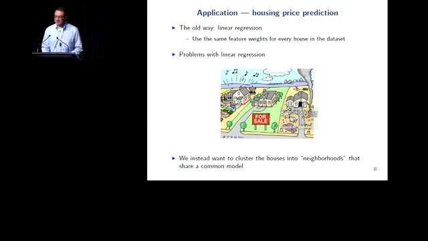So let's look at housing prices. You're given a set of regressors, number of bedrooms, number of bathrooms, square footage, and you want to predict the price that a house is going to sell for.